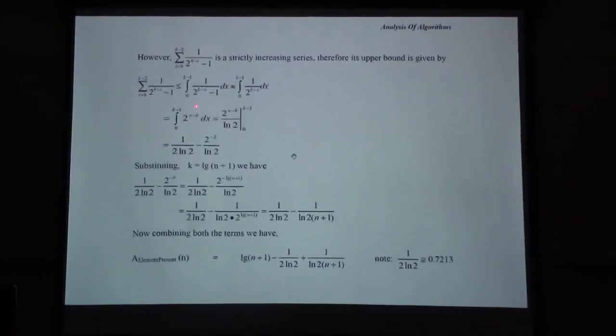And when we solve it, I'm just going to cut to the chase, we end up having 1 over 2 natural log of 2 minus 1 over natural log of 2 times 2 to the lg n plus 1. Of course, this is nothing more than n plus 1. So this is going to be 1 over this, minus 1 over ln 2, n plus 1. Combining both terms, we have this simplified expected value.